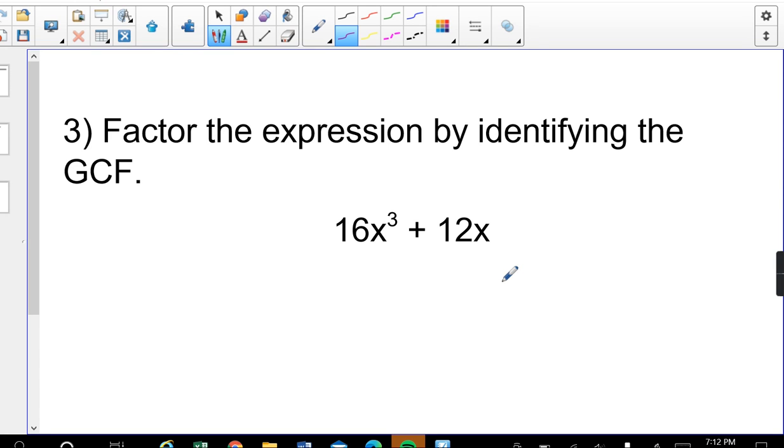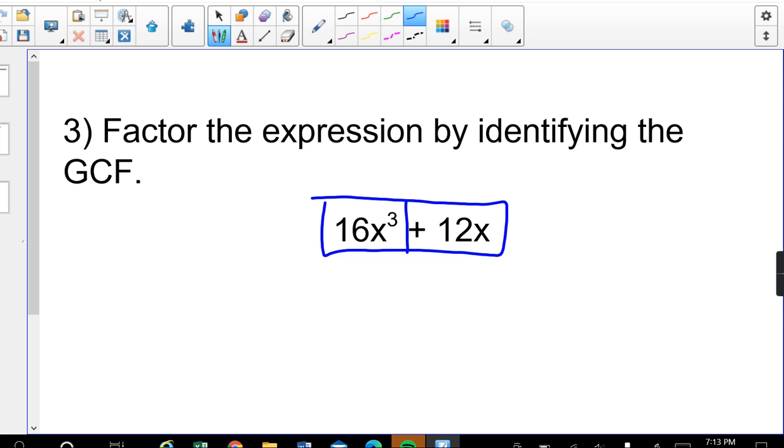Factor the expression by identifying the GCF, or the greatest common factor. So when we think about finding the greatest common factor, I make a rectangle around the expression that I gave you, and I think about it as the inside of our area model. It's the inside of the rectangle. This is the area, and we're looking for the factors, or the length and width of this model.